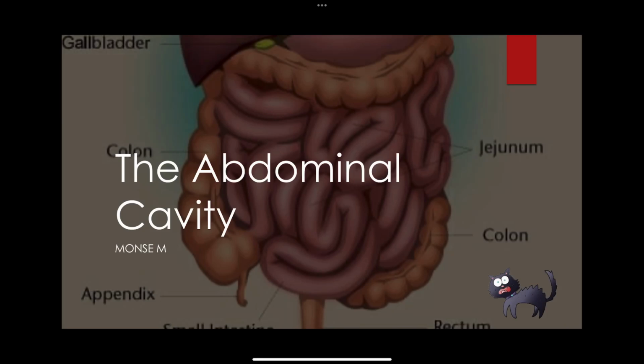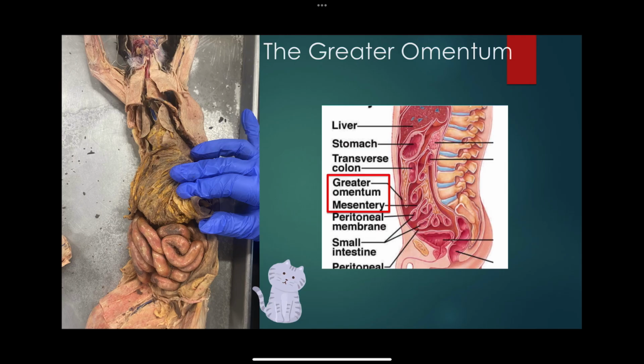Hello everyone. Today we will be talking about the organs of the abdominal cavity. We will first begin with the greater omentum.